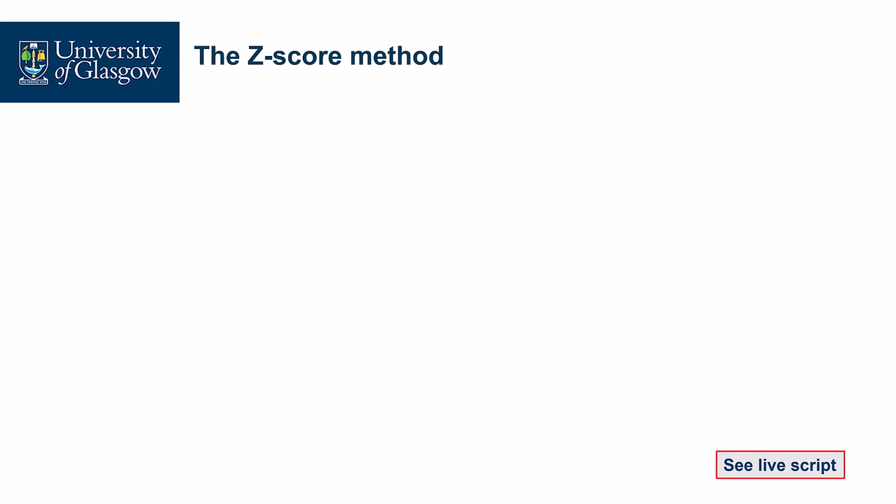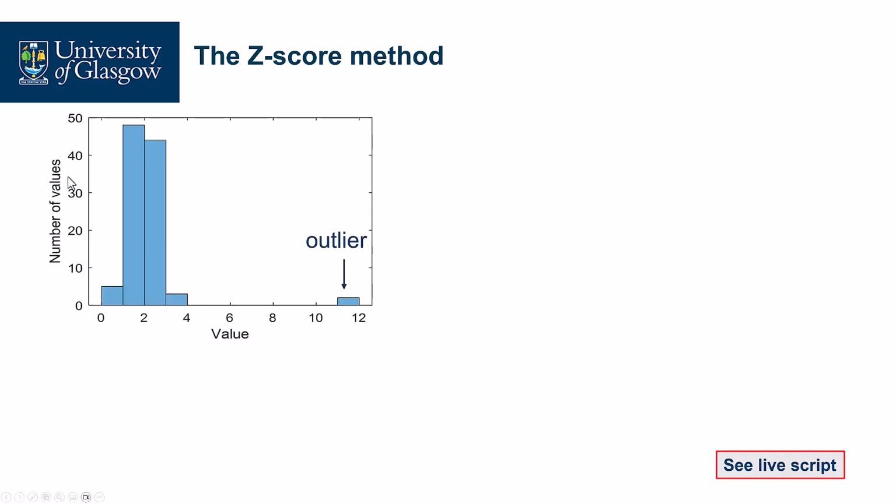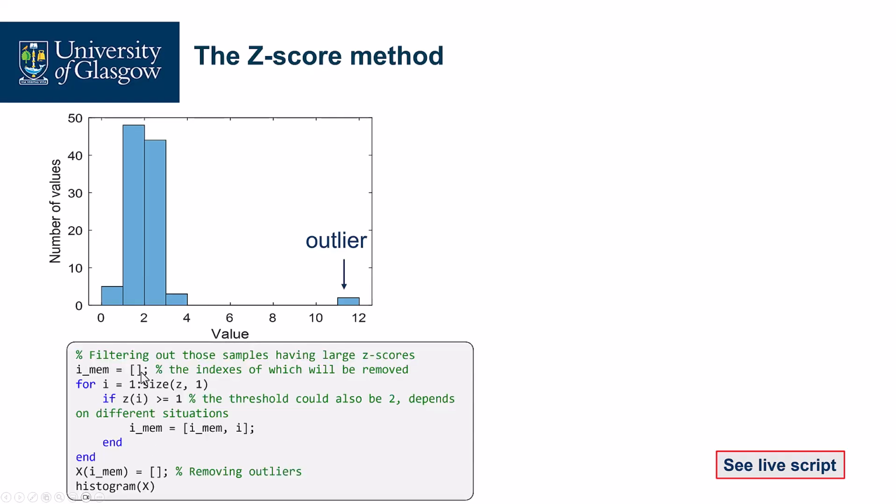So let's see how to implement the Z-score. This is the data, as we can show here. Now I write the following program. The raw data is x, and I want to remove the outliers, which are here. First I calculate the Z-score of each data point, so I have the same size of Z-score values, one-to-one corresponding to each data point. Then from 1 to the size of z, if the Z-score of the ith data point is larger than 1, then I think it's an outlier.